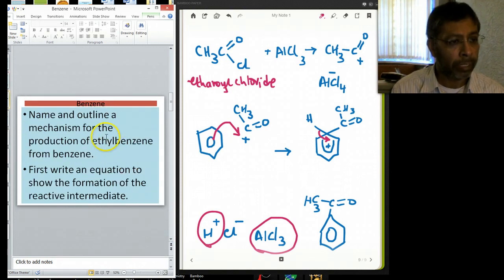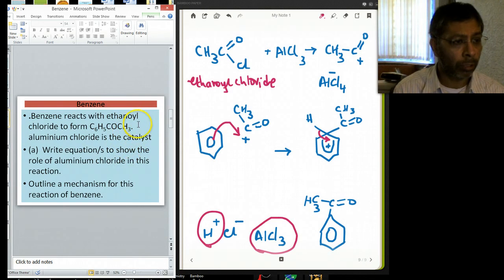Name and outline a mechanism for the production of ethyl benzene from benzene. We know what that is: electrophilic substitution. Outline the mechanism. Have a go. Practice it. And first write an equation to show the formation of the reactive intermediate. That's the formation of the electrophile. Again, have a look back.